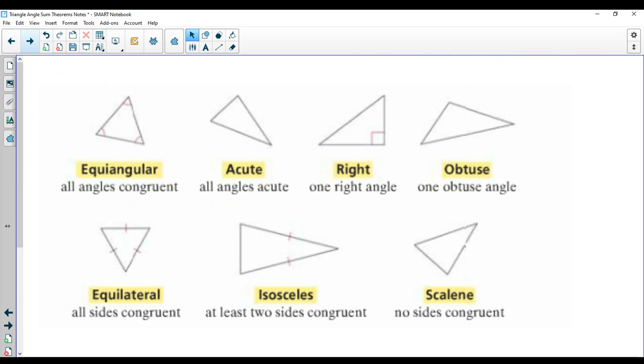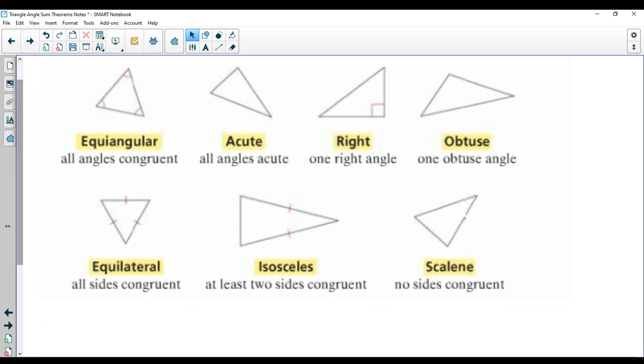Now let's pause here for a moment and talk about classifying triangles. You may have done this earlier in your math career, probably around 8th grade. I'm not sure. I think that's where you'd learn it, sometime in middle school. But when you classify a triangle, you can classify it two ways. This top row is when you classify it by its angles.